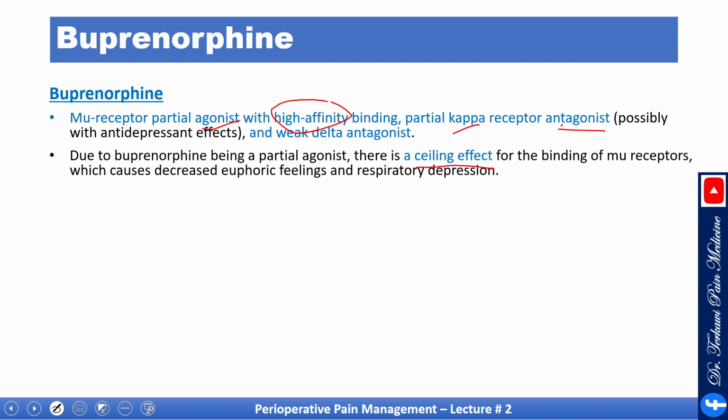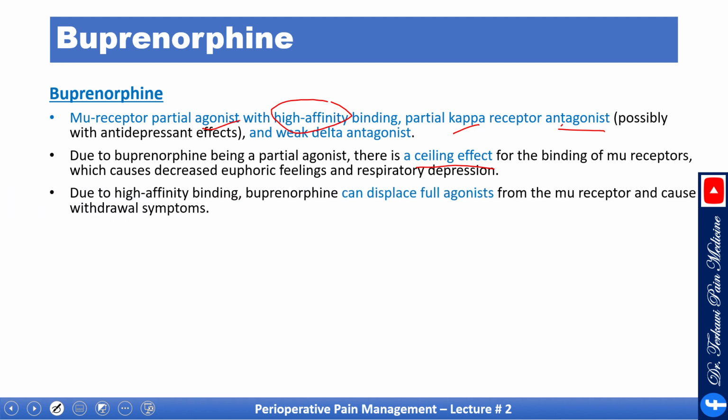For binding of the mu receptor, which causes decreased euphoric feeling and respiratory depression. Due to high affinity, here's the problem, or it's a problem or not, based on the situation: buprenorphine can displace full agonists from the mu receptor and cause withdrawal symptoms.